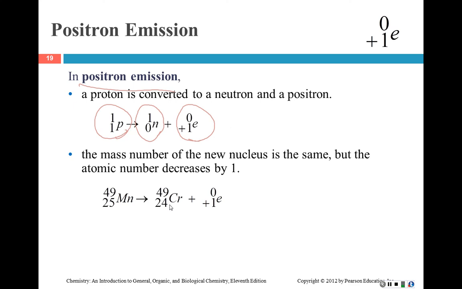So the mass number of the new nucleus is still the same, right? Just like we saw with the beta particle, but the atomic number is going to do what? Decrease by 1. Why? Because now instead of 25 over here, you're going to be adding 1. So you have to say 24 plus 1 equals 25.